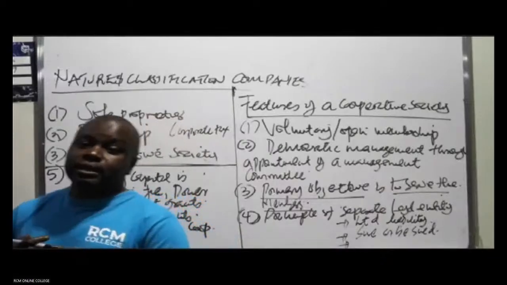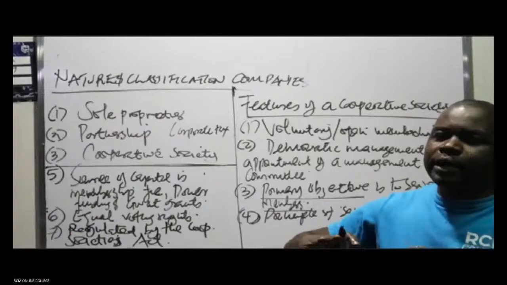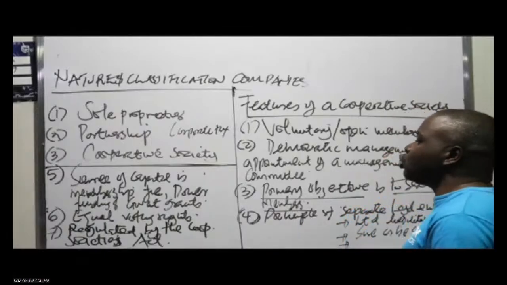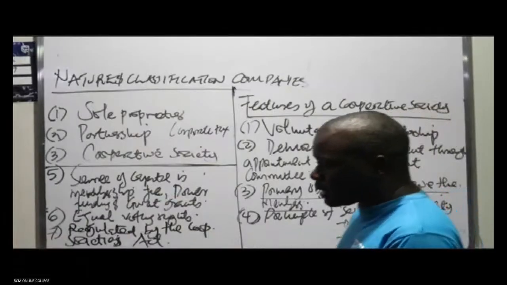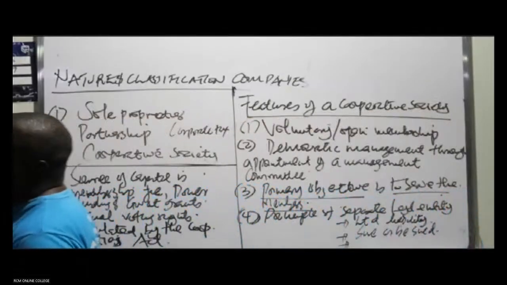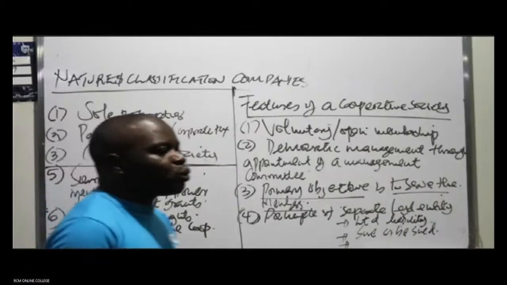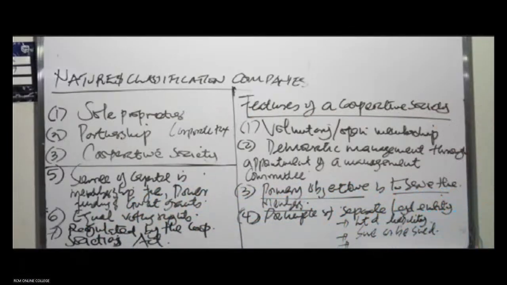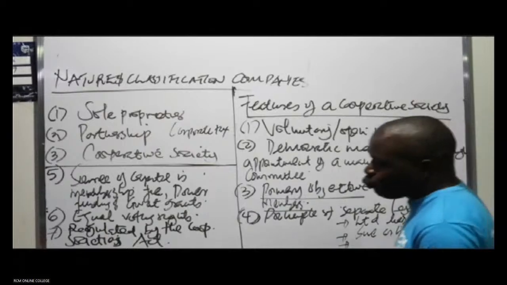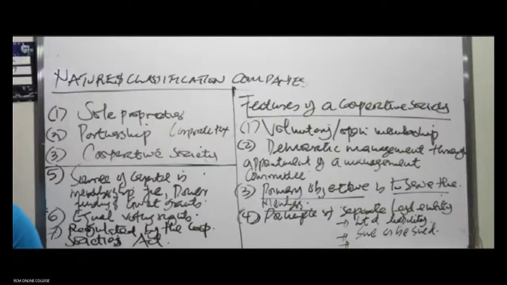Or maybe the government approaches the cooperative society because it is formally registered. They are able to give them donor funding, and they say, for example, that fertilizer is going to be subsidized. You are going to get it at a very cheap price. Then you can distribute it amongst the farmers through the cooperative society. That's what we mean by a cooperative society. That's what they actually do.